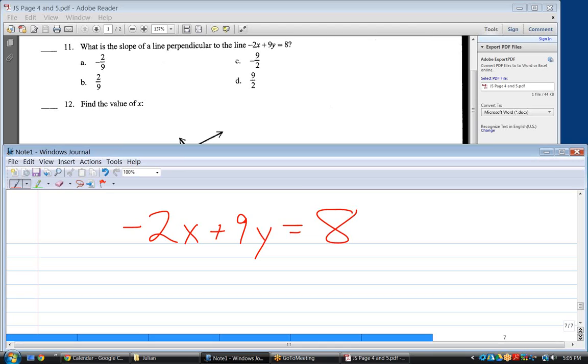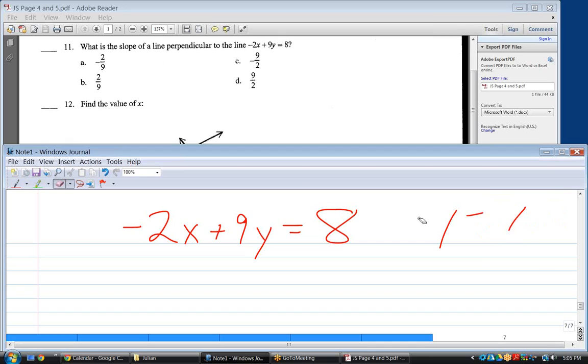So what's the slope of this line? -2. No. Remember, y equals mx plus b. M is the slope. So we got to get this thing into y equals mx plus b before we can tell what the slope is.